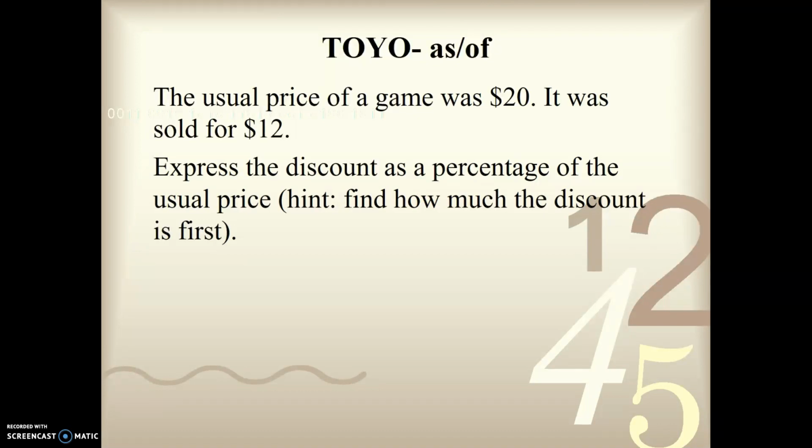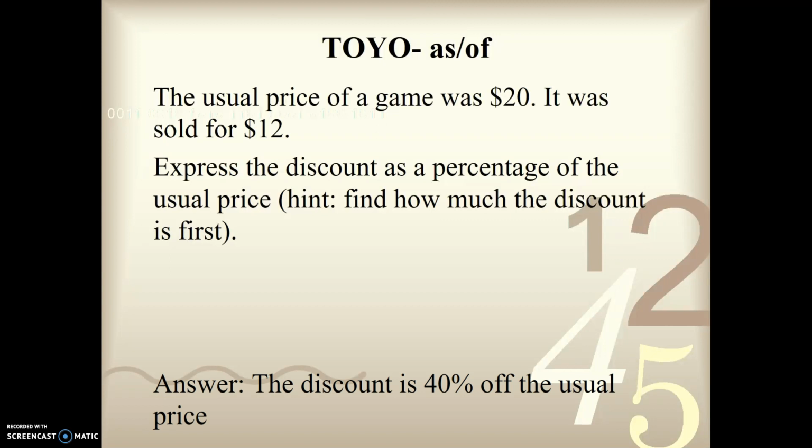Okay, so you should have said that the discount is 40% off the usual price. And this is an as or of problem. So the big hint here was when it said express the discount as a percentage of the usual price. And it said find out how much the discount is first. So hopefully you boxed those together and then boxed the of the usual price together.